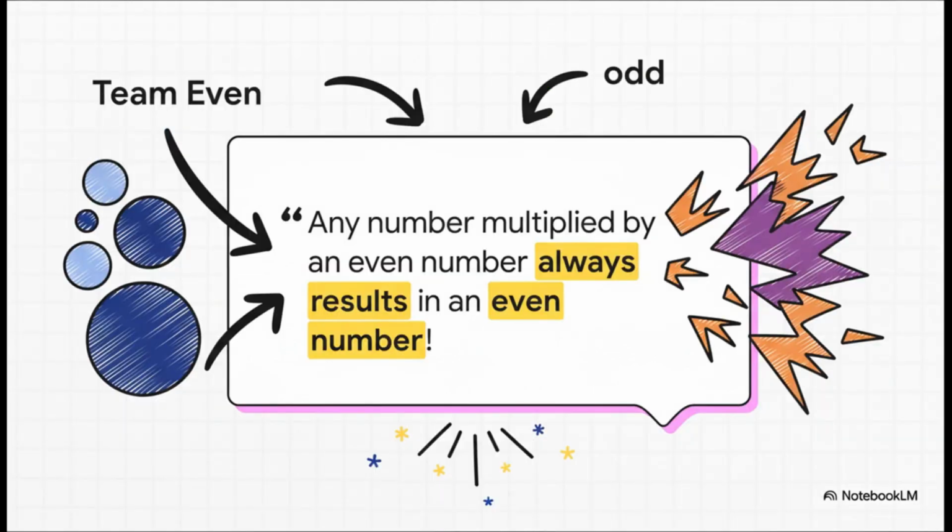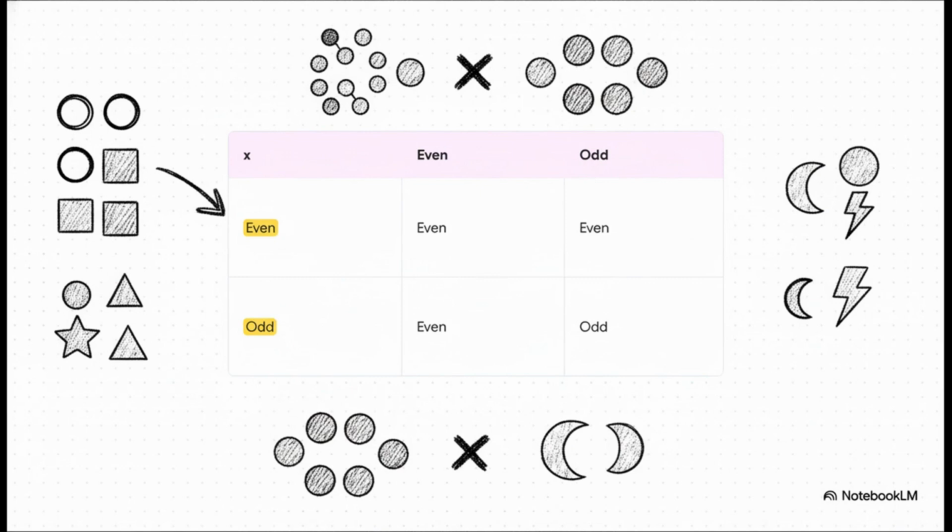Now, for multiplication, there's one golden rule that basically trumps everything else. It really shows you the power of team even. If an even number shows up to a multiplication party, it controls the outcome. Period. The results here are crystal clear. Even times even is even. Even times odd is also even. See? The only way you can possibly get an odd result is if you multiply an odd number by another odd number. That one even number is all it takes to make the entire answer even.